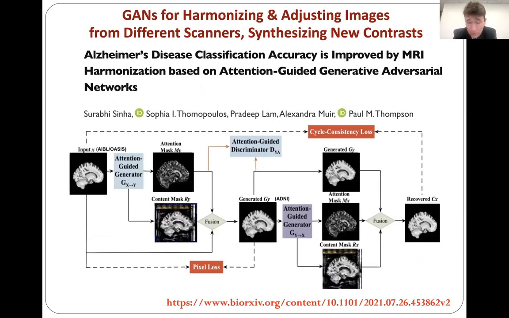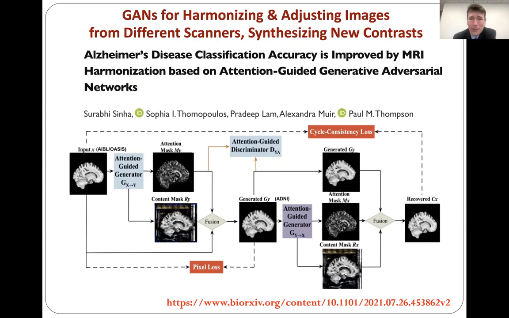Also, even more complex are generative adversarial networks for harmonizing and adjusting images. So you can also change images in your study to match the contrast of images from another study. The deep learning methods might generalize better if the contrast is adjusted. And this method by Sobhi Sinha in our lab essentially uses cycle GANs to adjust batches of MR data to match a reference cohort. And she's shown that for Alzheimer's disease classification, this is useful. It boosts classification accuracy in this case by 8 or 9% in terms of balanced accuracy.